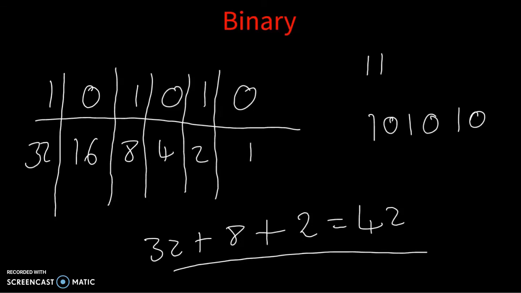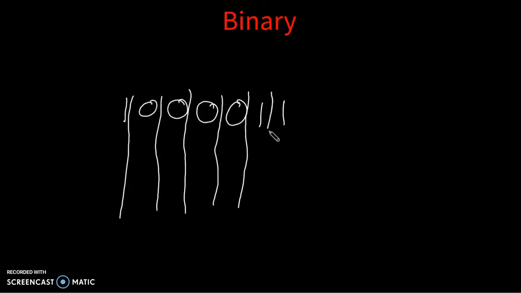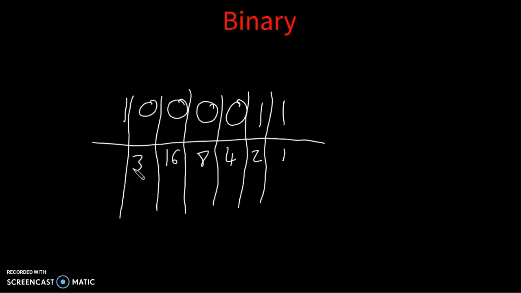Let's do a last one. So let's use 1 0 0 0 0 1 1. Let's use this. So first of all, we have to divide, we know. This will be 1, this will be 2, 4, 8, this will be 16, 32, and this will be 64.